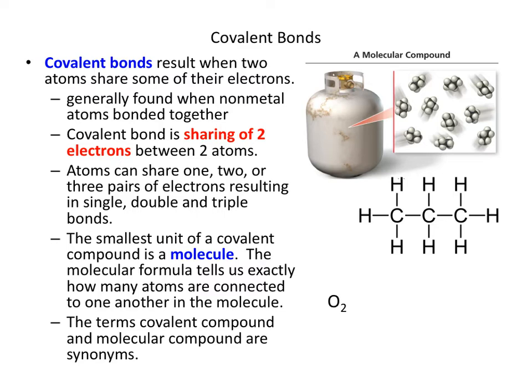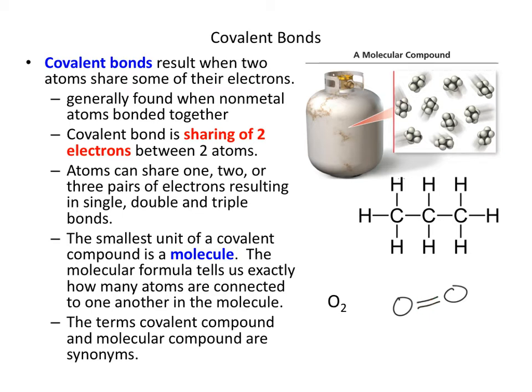An example of sharing more than two electrons: if I was to draw the structural formula of an oxygen molecule, an O2 molecule, I would draw it like that, and I've drawn two lines. We would call this a double bond. So these two oxygen atoms in O2 are sharing four electrons. Each one of these lines represents a covalent bond, and each line represents the sharing of two electrons.